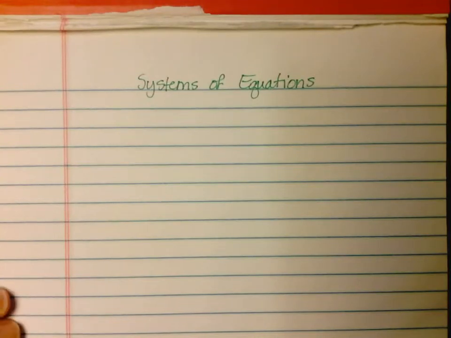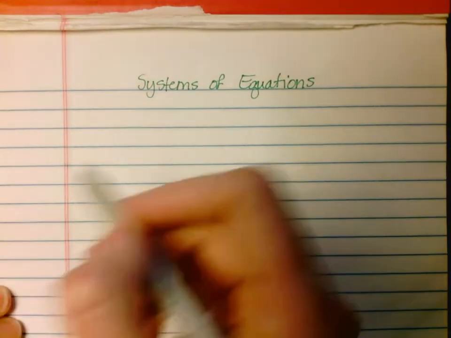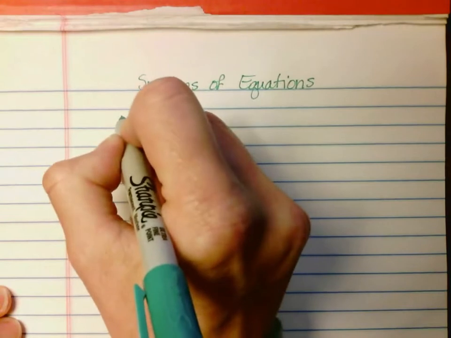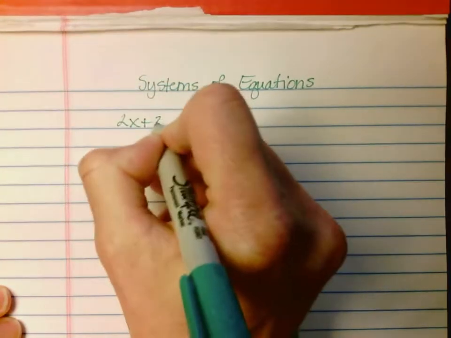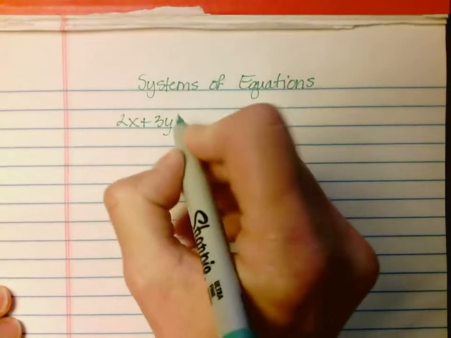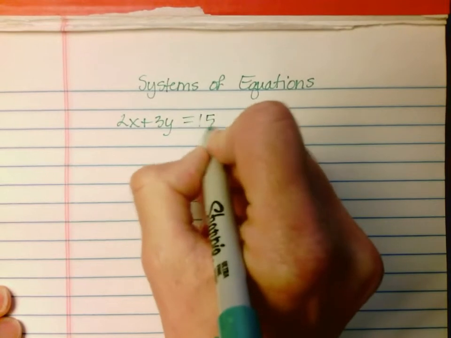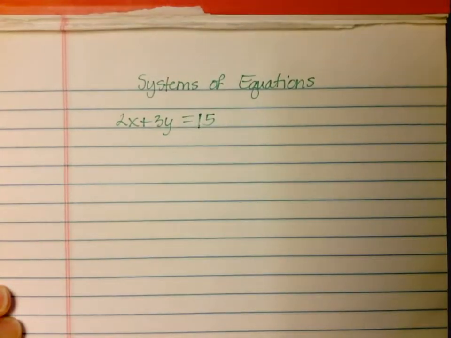Today we're going to talk about solving systems of equations. As a reminder, what is a system of equations? When we solve an equation, we're trying to find the unknown variable. What is the value of the unknown variable that makes this equation true?